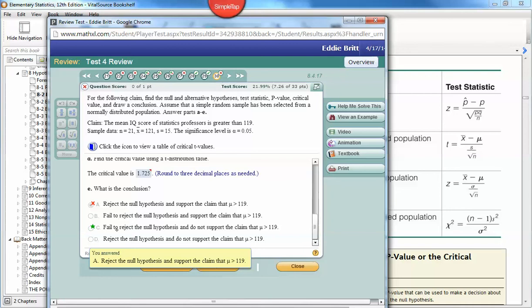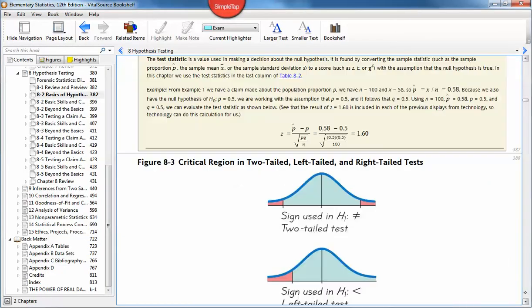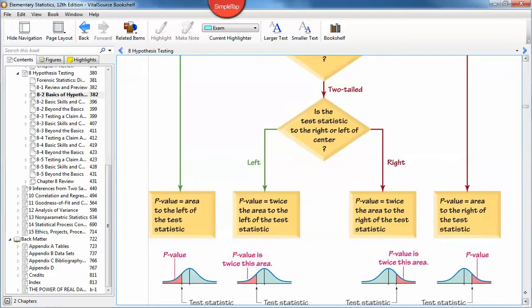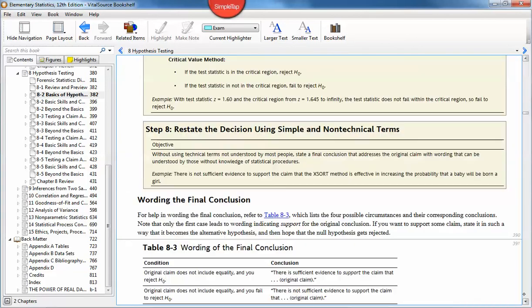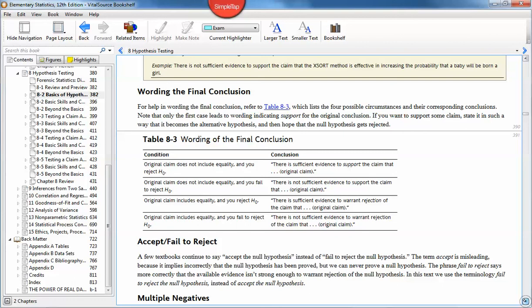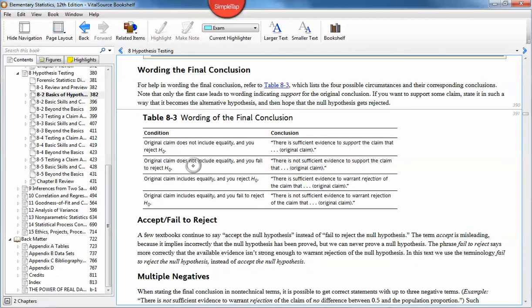So there are only two choices here that we could see. We fail to reject the null hypothesis, or reject the null hypothesis, and do not support the claim that mu is greater than 119. Okay, and how do I know? Look at the two: support the claim, do not support the claim. Or remember that chart that told you about the wording? It really depends on, here it is right here, table 8.3. Was it the original claim that we failed to reject?